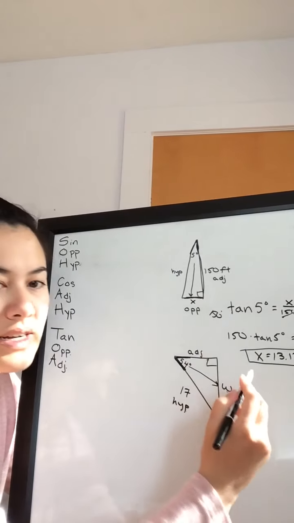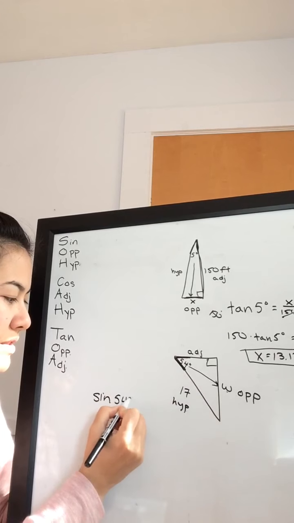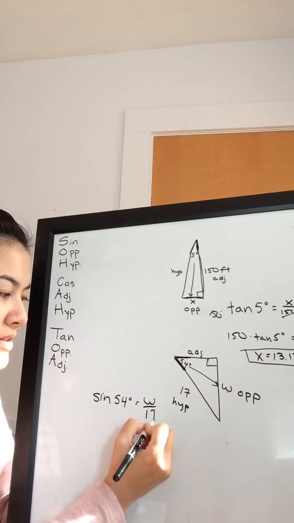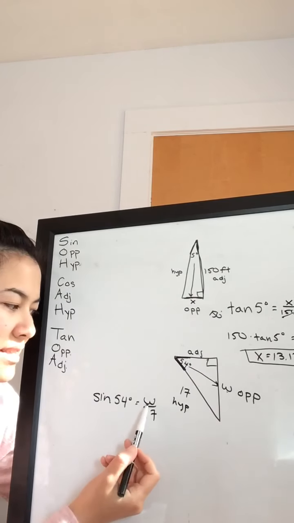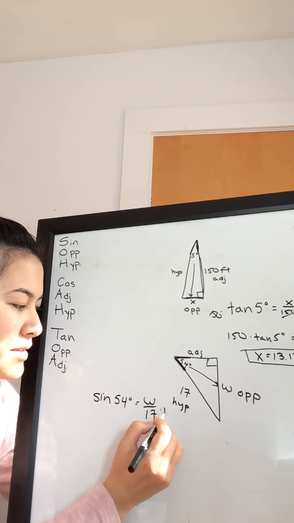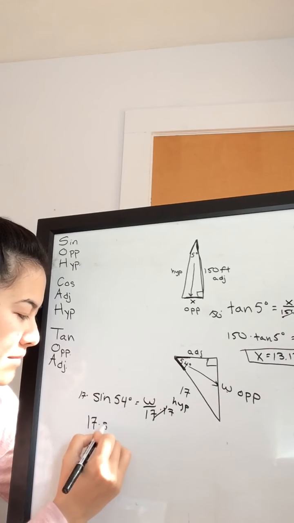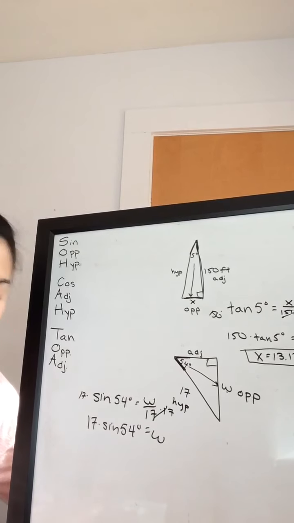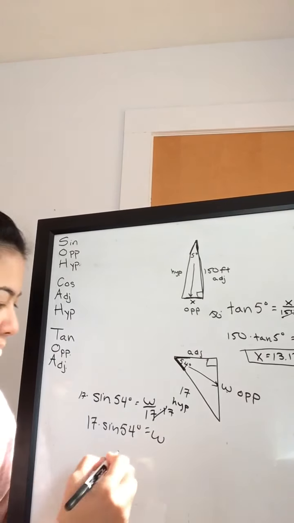So let's write it out. It would be the sine of our angle, 54 degrees, equals opposite over hypotenuse. And we're going to solve this the exact same way we did the other one. We're trying to get the variable by itself, so I'm going to multiply each side by 17. These cancel out, so 17 times the sine of 54 equals W. So plug that into your calculator. I get 13.75.